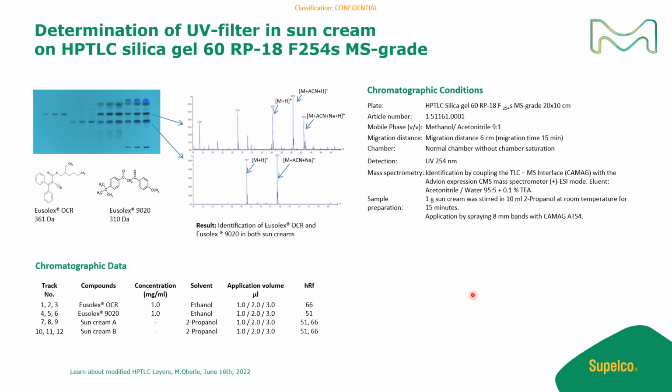And here you have an application example on an RP18 phase. So this was shown before. It's the determination of UV filters out of a sun cream, so a very high matrix loaded sample. And I chose this example because you can see here that we are able to measure the mass out of these substance spots directly from the layer.